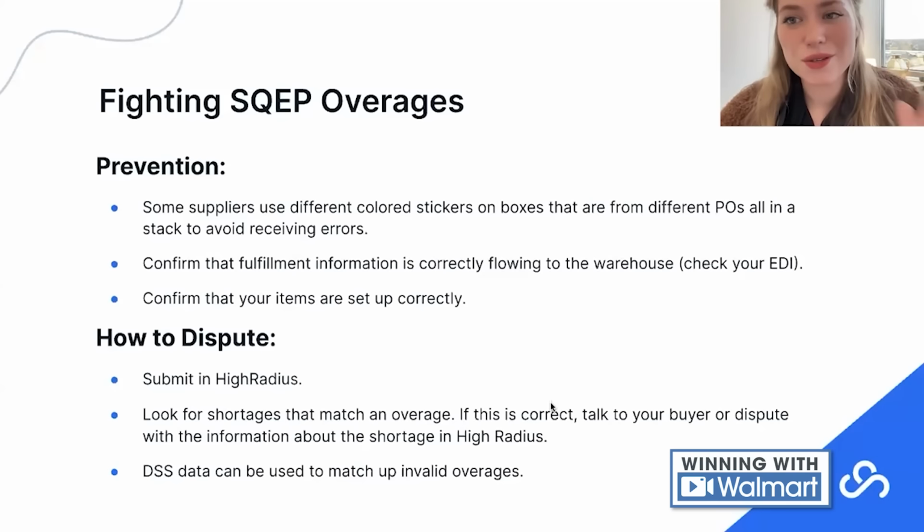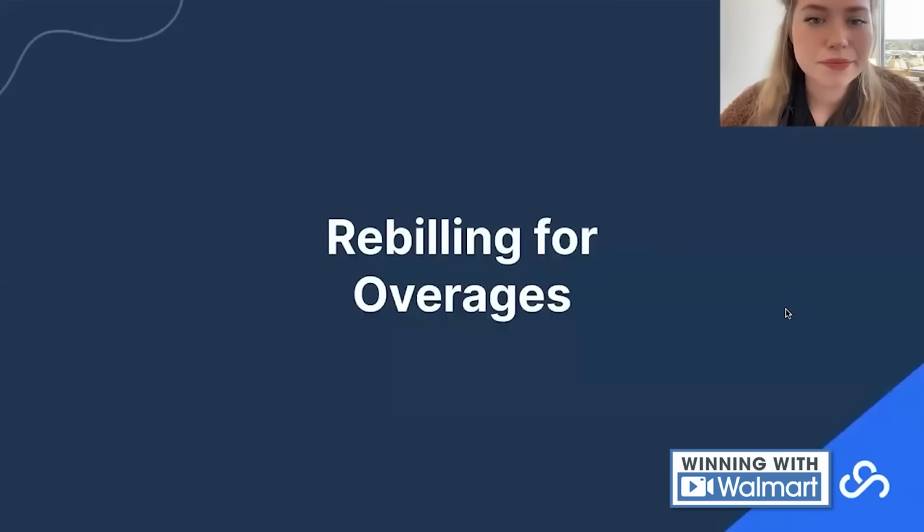So you can usually use the same proof documentation across all three of these different programs. It's just, I find it a little frustrating to have to use the same information in three different places for this singular error. Okay, let's talk about rebilling for overages.